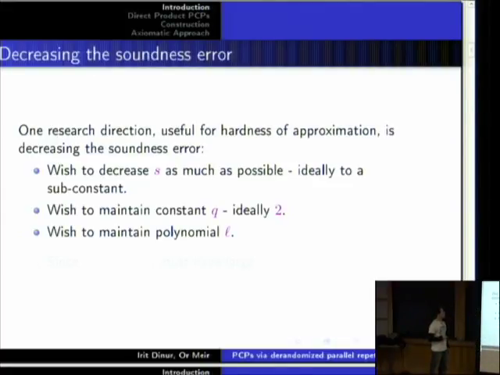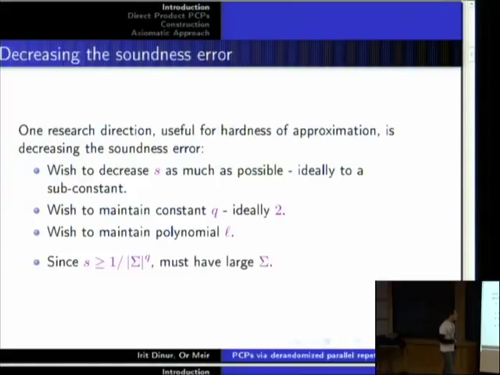Now, since we wish to have all three of those requirements, we have to compromise on the alphabet size, because it is easy to show that the soundness must be at least 1 over the alphabet size to the power q. And if we want q to be 2 and the soundness to be a subconstant function of the input length, then the alphabet size must be a super-constant function of the input length.